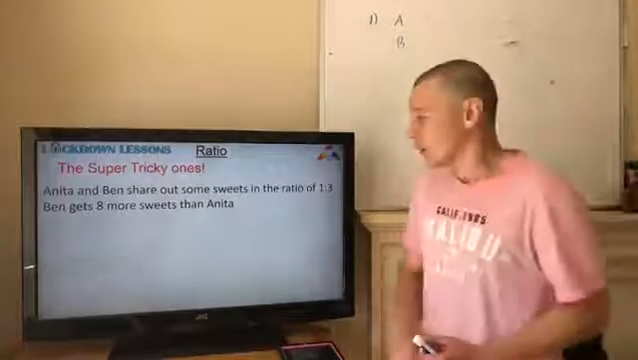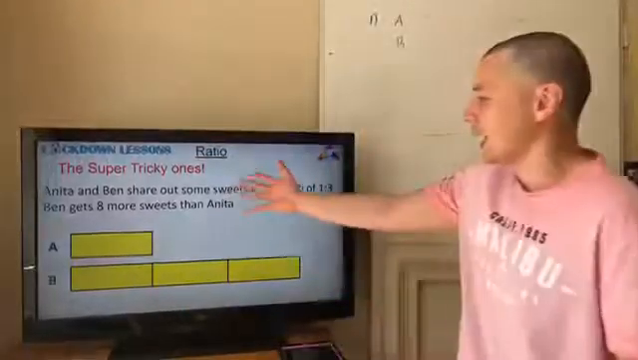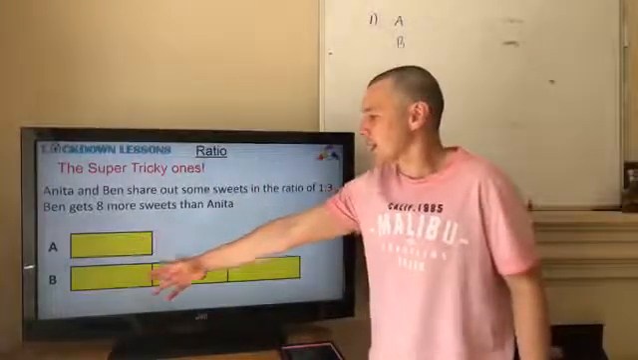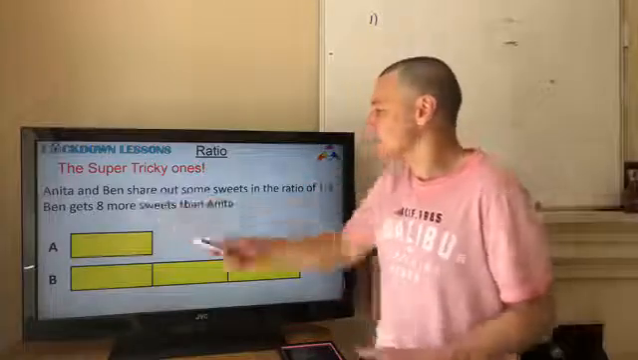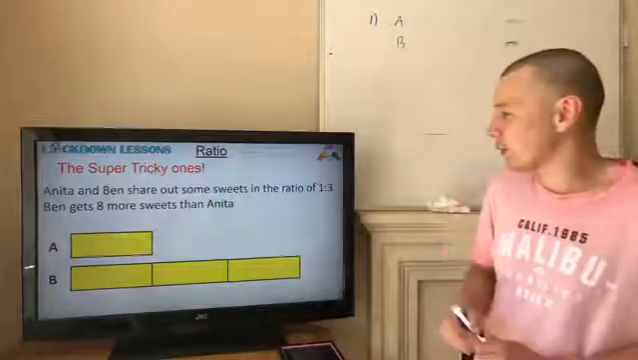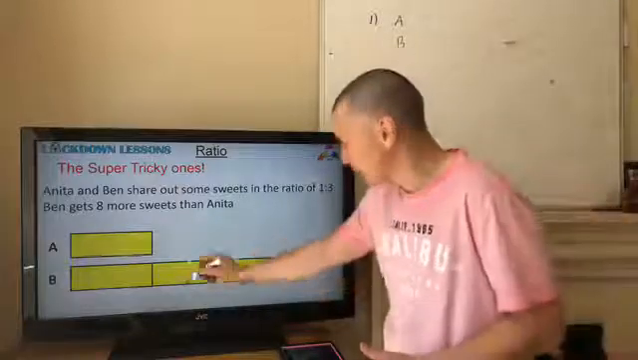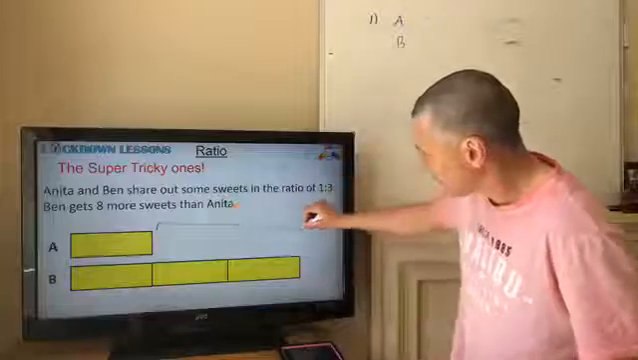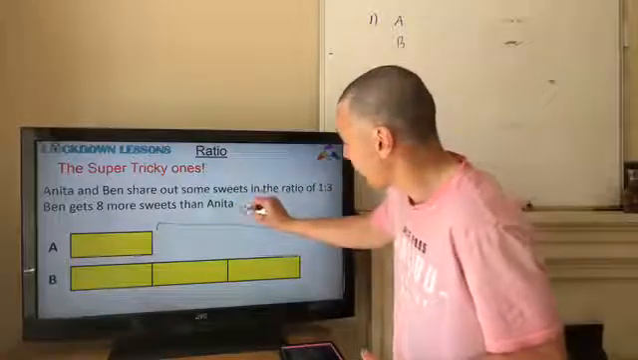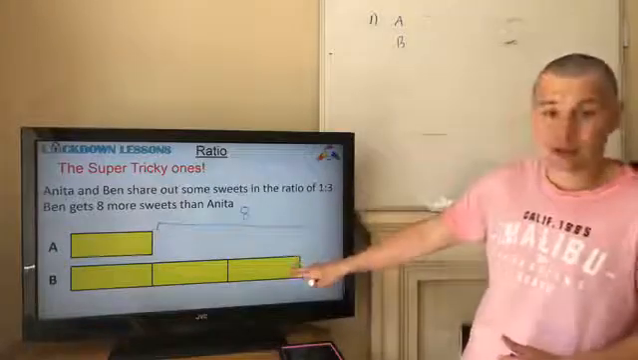Okay, right, so same situation to start with. So we've got Anita and Ben, 1 to 3. Ben gets 8 more sweets than Anita, so it's where to label this one on. And these are the extra sweets that Ben gets. So you want to put your 8 there. Okay, those are the extra sweets.